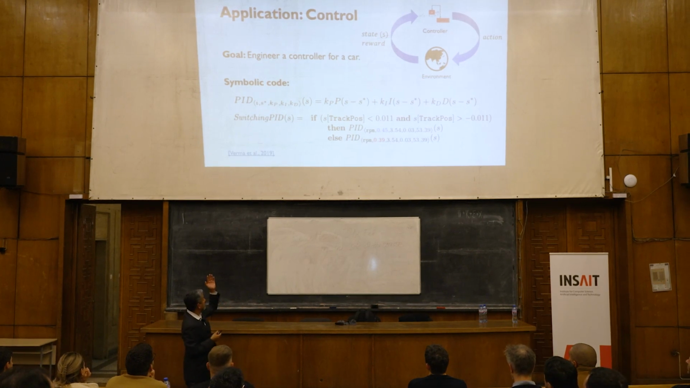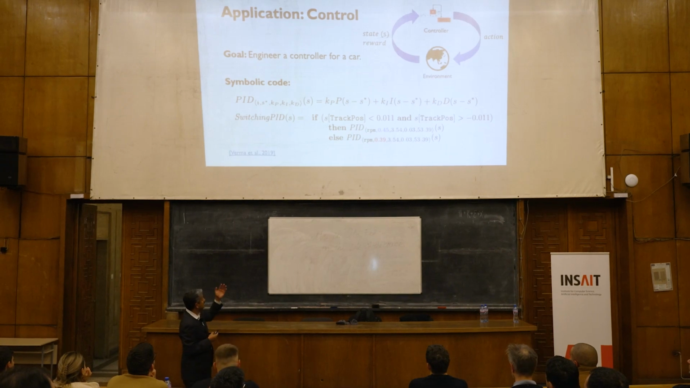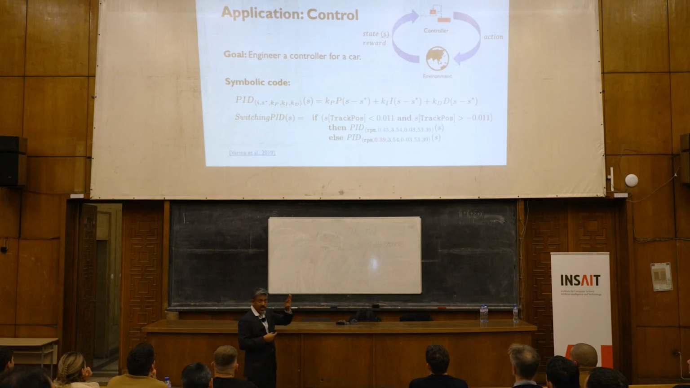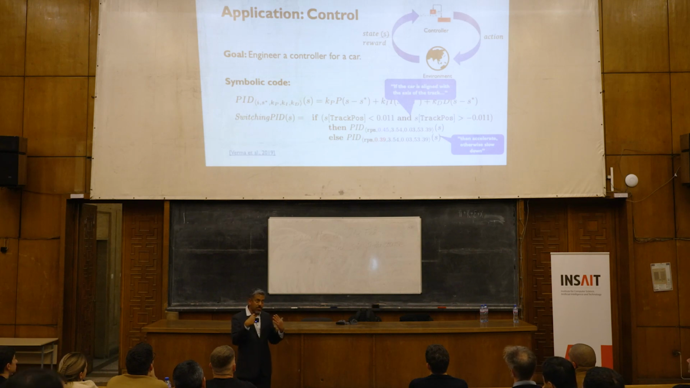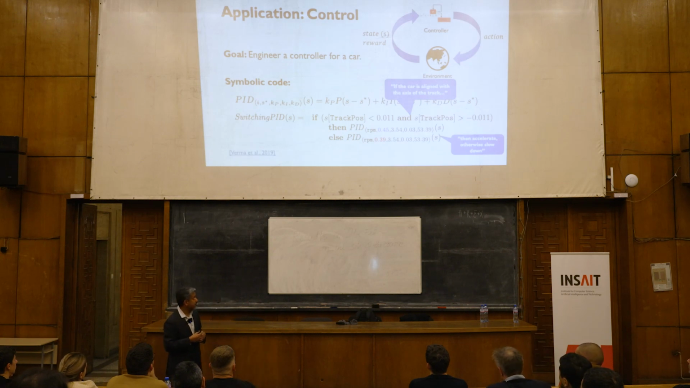And so that's what a control engineer would write, and then you could imagine even having more complicated kinds of controllers where you have a branch, and then you are deciding that maybe you're going to do one thing in one branch and the other thing in the other branch. So in this particular example, what this says is that if the car is aligned with the axis of the track, then accelerate, otherwise slow down. Right? So this is just an example of a program that you could write, combining these basic control theoretic primitives in order to steer a car.